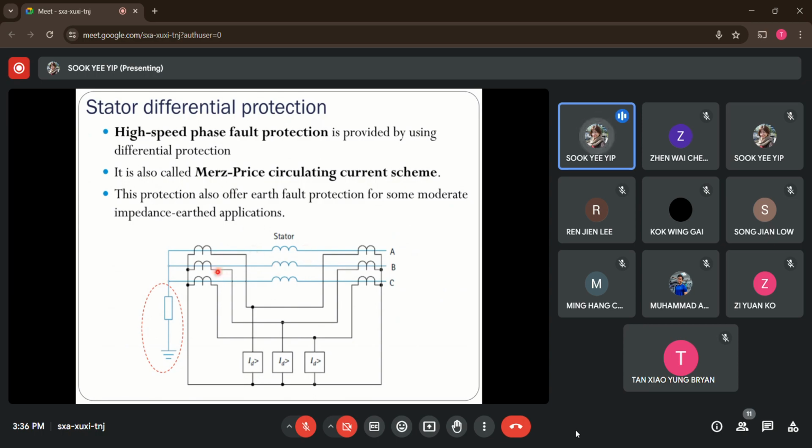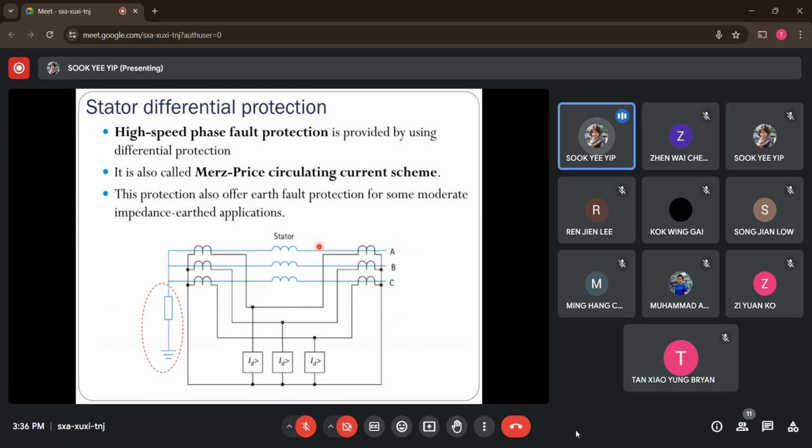Okay, so this measured current value will be fed into three differential relays. In order to detect if I have a phase-to-phase fault, I will need to use three differential relays. Take note that the CTR, the current transformer ratio, has to match with each other in order to avoid maloperation of the differential relay under normal situations as well as external fault situations.